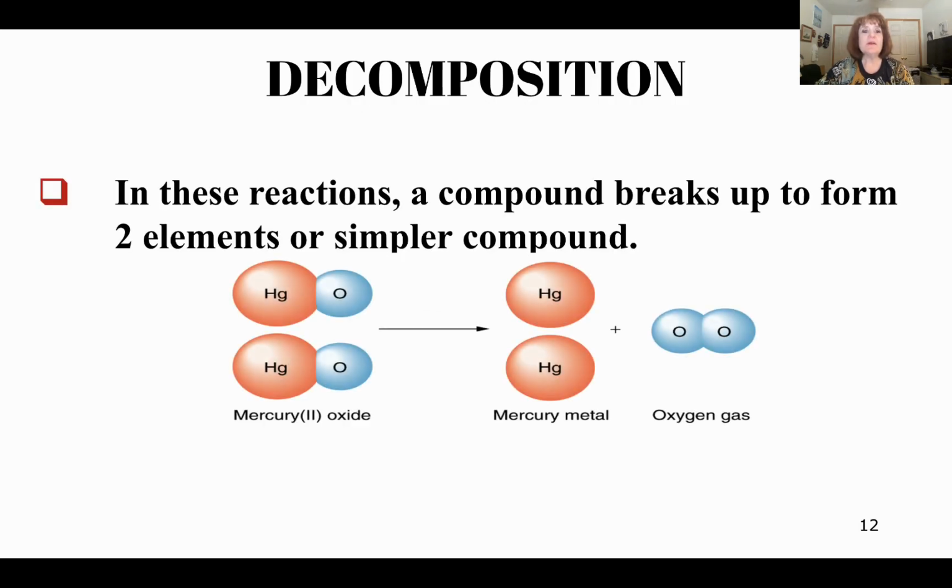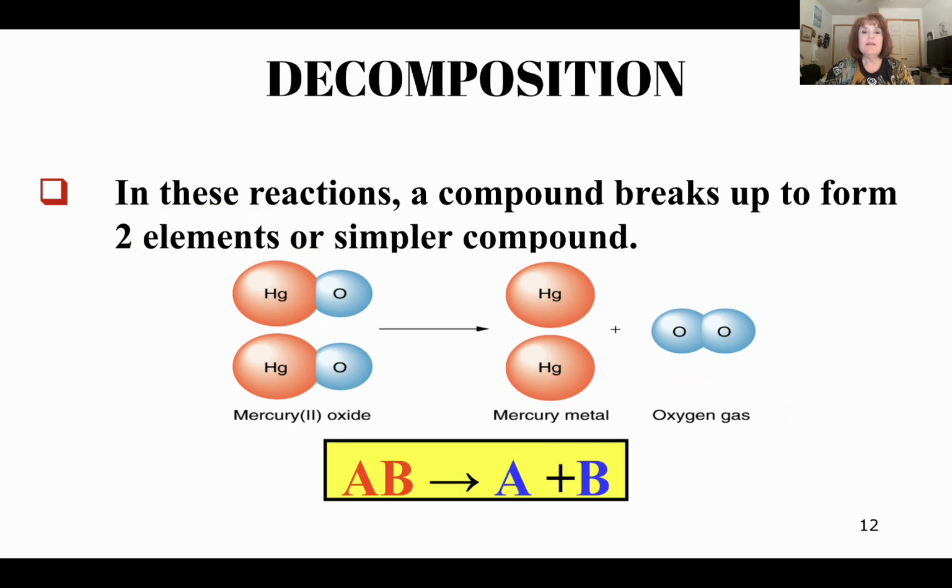Decomposition reactions is where a substance breaks apart to be simpler compounds or individual elements. A compound, mercury 2 oxide, breaks apart to be mercury metal and oxygen gas. The general formula for this is AB, a compound, breaks apart to be A plus B, its components.